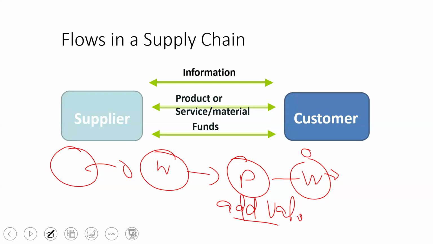So in supply chain management, you find flows and processes. What are the flows? Information, product, services, material, and funds. We call them information flow, material flow, financial flow. And from this side to this side, you get cost and value, right? So you add cost plus value. So what is the difference between cost and value? This is the important thing.